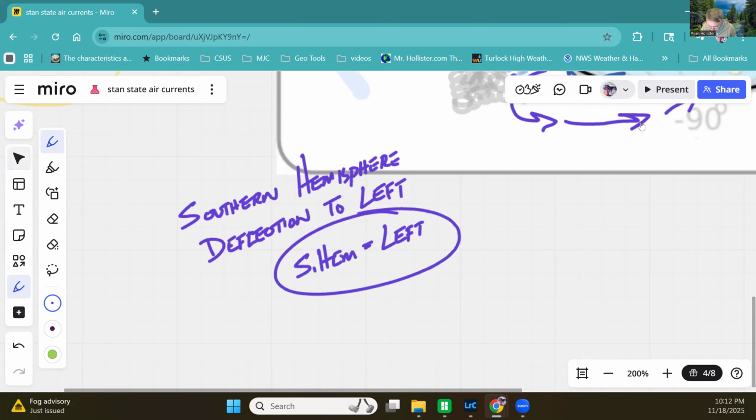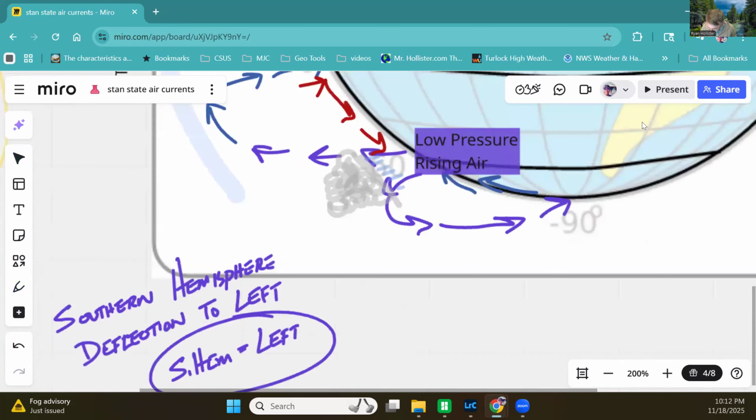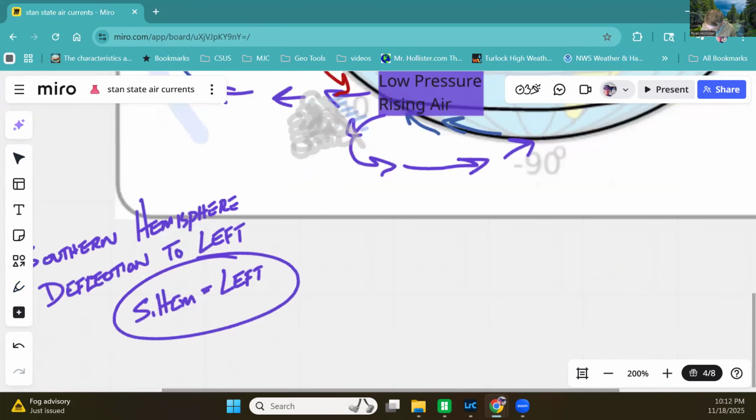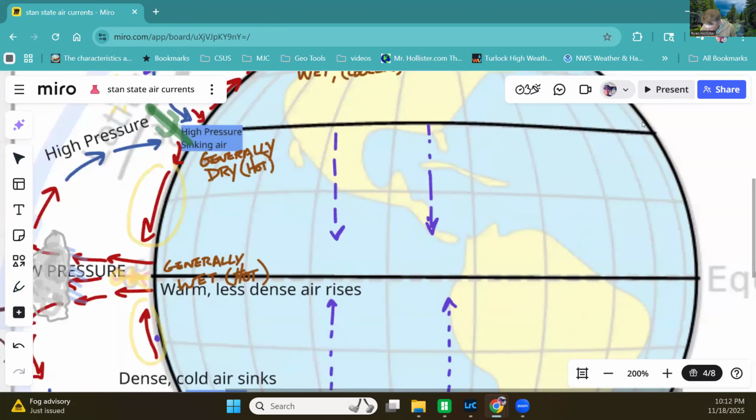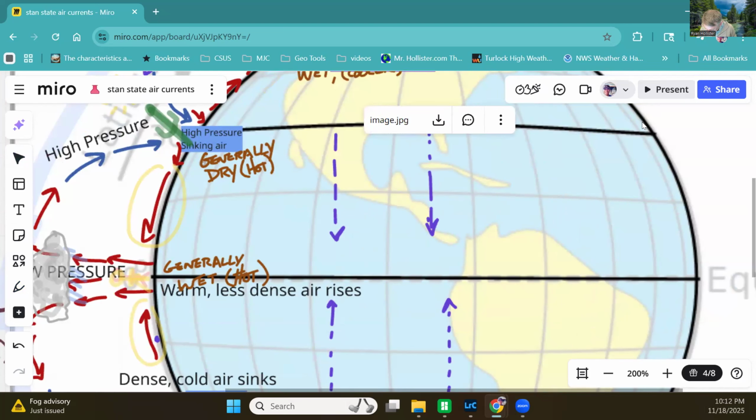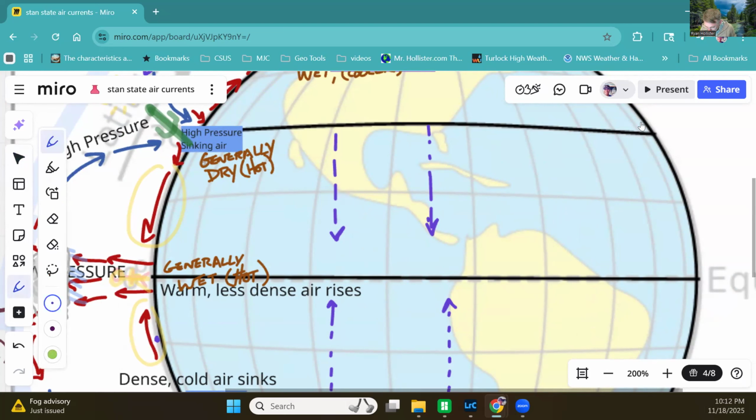Those are some things that are important to remember and know for this. So, back to our arrows. Here are our arrows in the northern hemisphere. We're looking at this one right here now. The air wants to go from north to south, coming towards the equator to go rise up. It wants to do that. But remember, everything in the northern hemisphere gets deflected to the right.